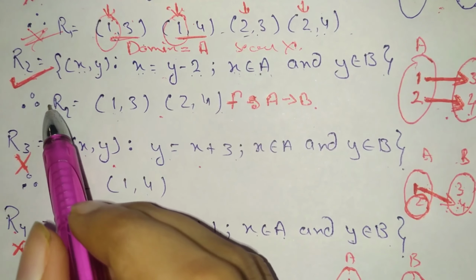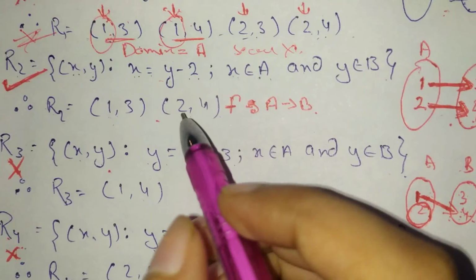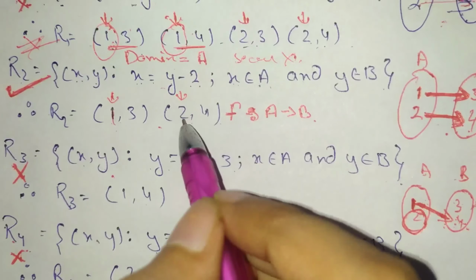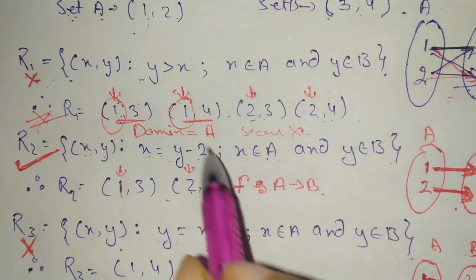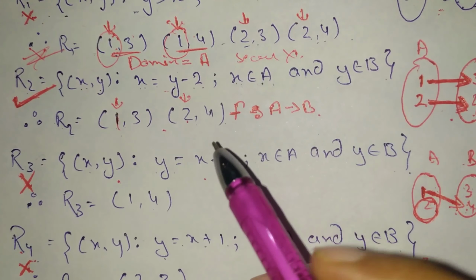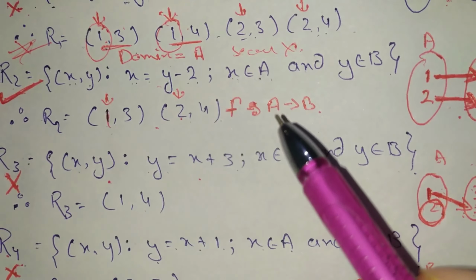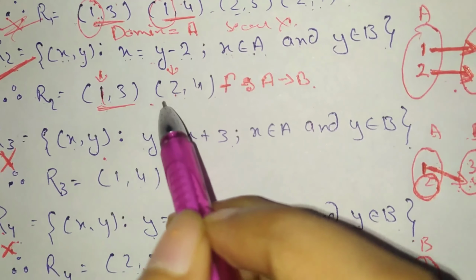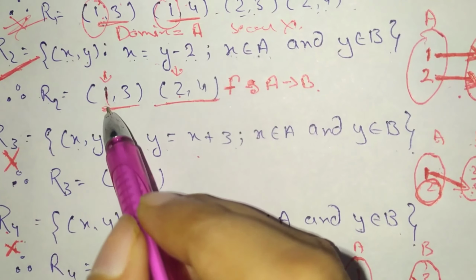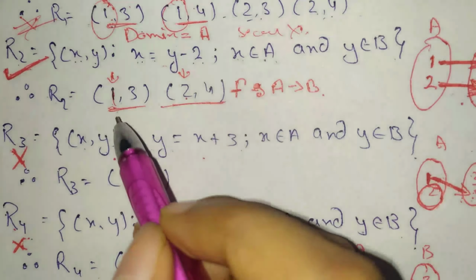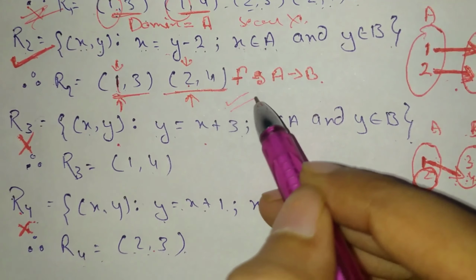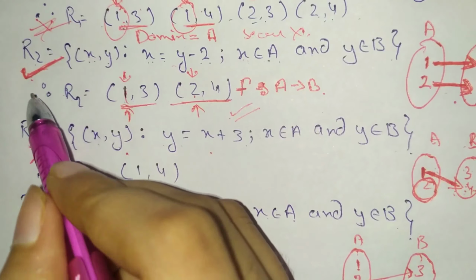Now come to relation 2. So here we can see that domain is equal to set A, that is the elements in domain are from set A. Now our second condition is no two distinct ordered pairs have the same first element. So here these are two distinct ordered pairs, and we can see that their first elements are not the same. Therefore our second condition is also satisfied. Therefore R2 is a function.